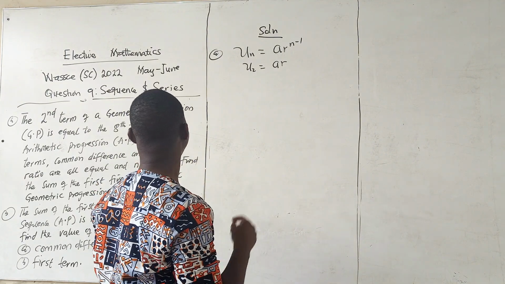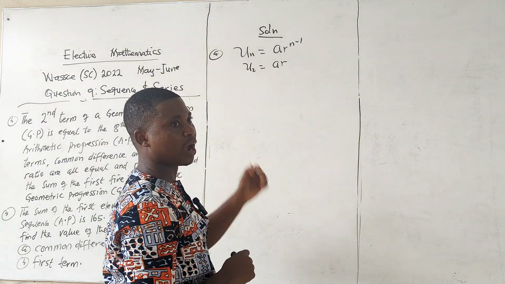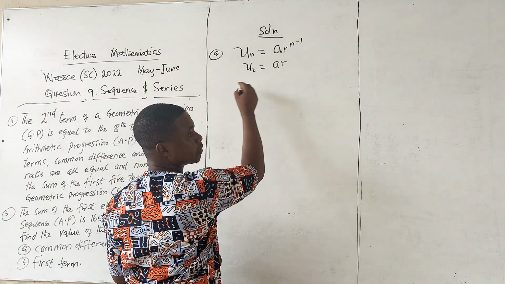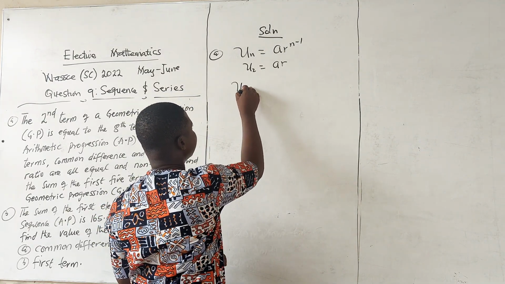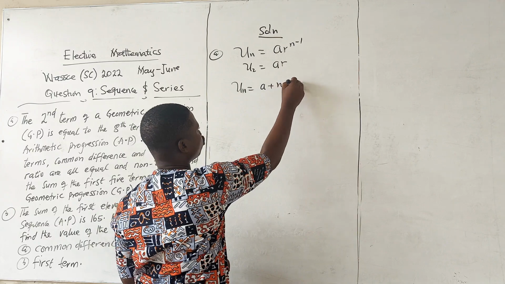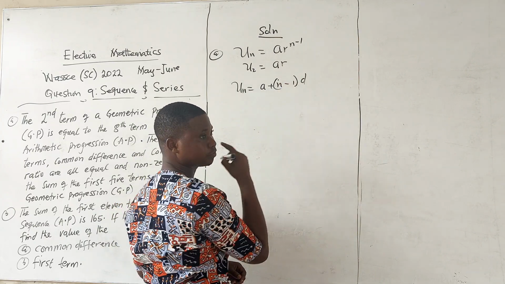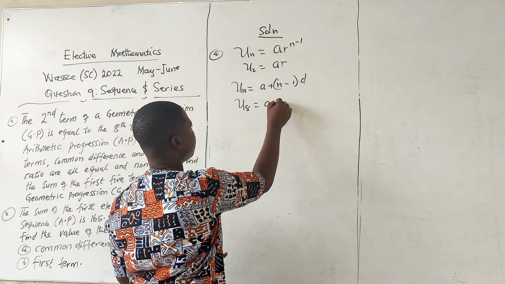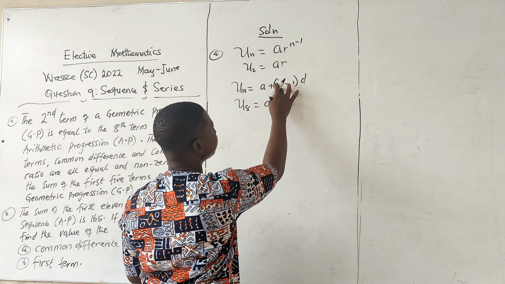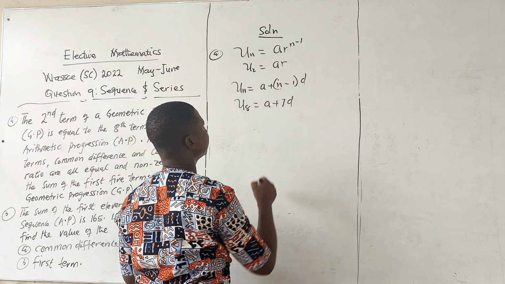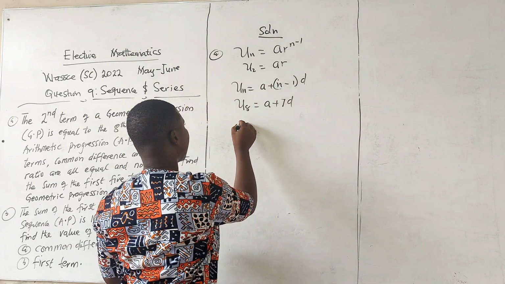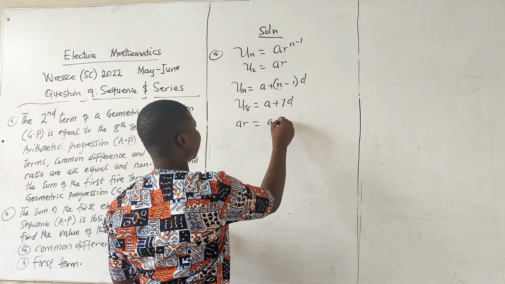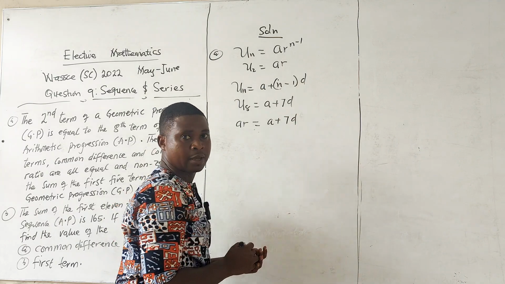Then we are saying that it's equal to the 8th term of an arithmetic progression. For an arithmetic progression, the general term is Un equal to A plus n minus 1 D. So our 8th term, U8, will be A plus 7D, since 8 minus 1 is 7. So we are saying that AR is equal to A plus 7D.